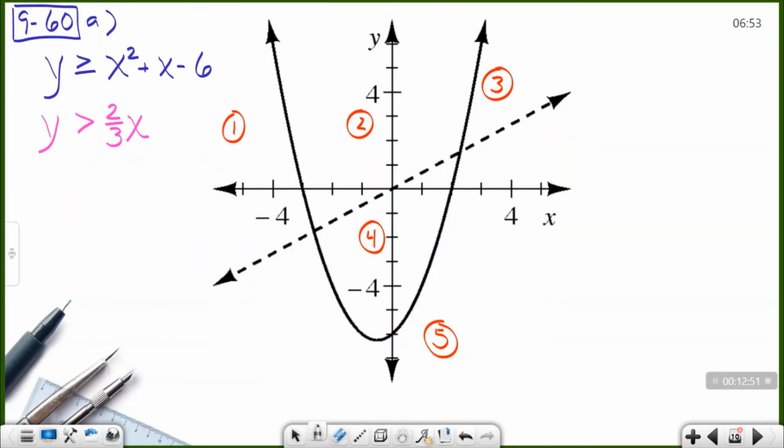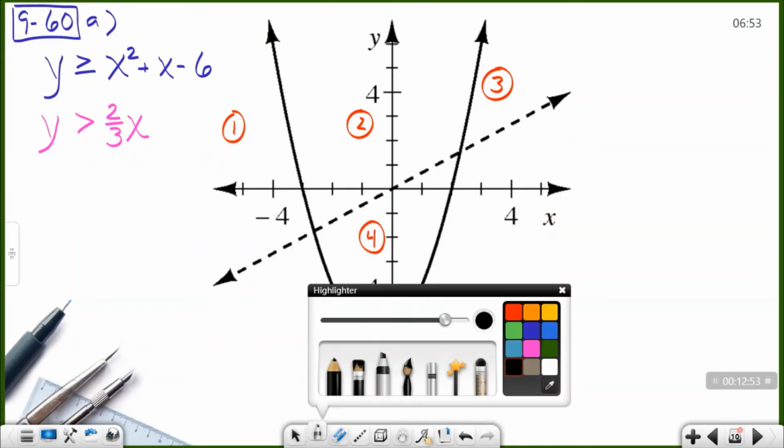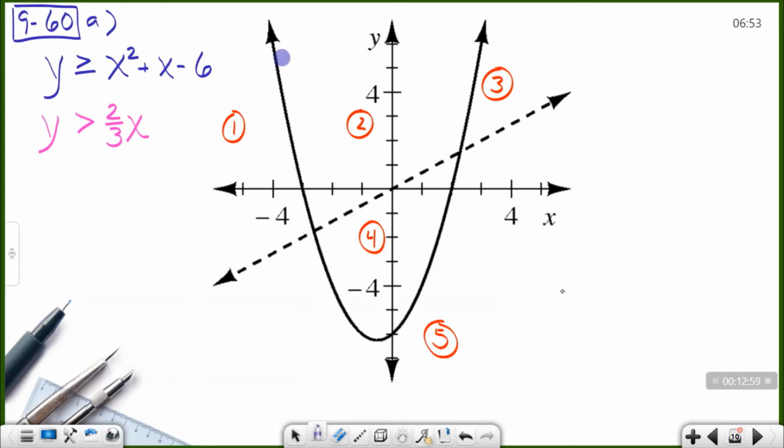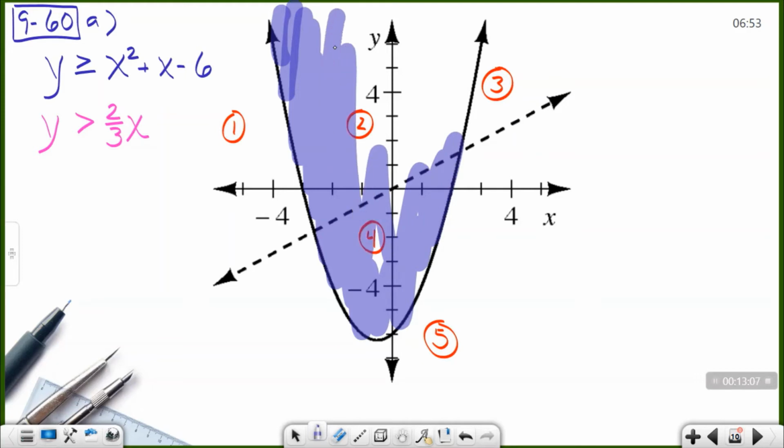But let's take a look at 60. What about this one here? Now all of a sudden, we are doing two that are greater than, so we've got greater than or equal to the parabola. Well, the parabola is here, so greater than or equal to the parabola is above. So that's everything up in this region here above. Notice it's section 4 and section 2. That's everything above my parabola.